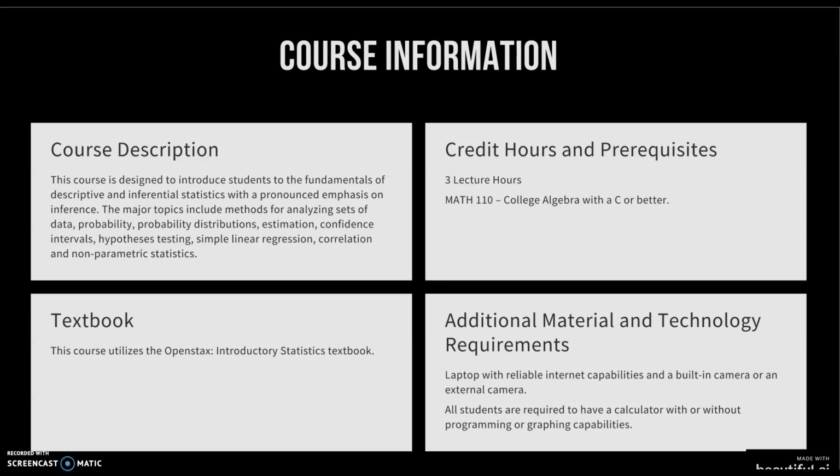So there's the course description here, and what we're going to go over are descriptive and inferential statistics. We're going to cover some topics like data, probability, and so on, but we'll get into that later. You have 3 credit hours for this course, and to be able to get into this course, what you need is a C or better in college algebra.